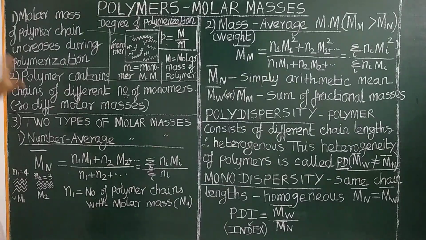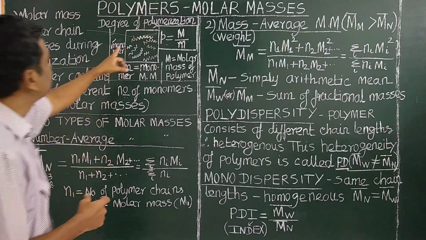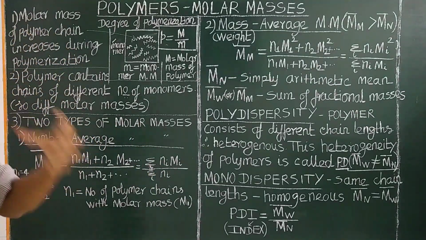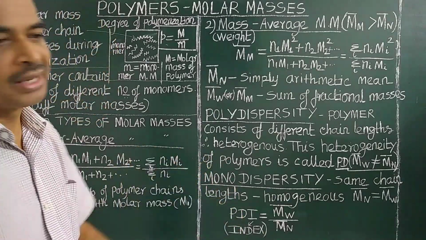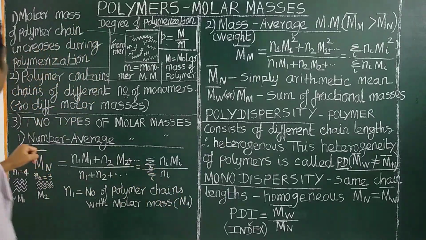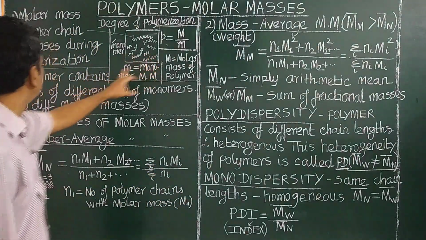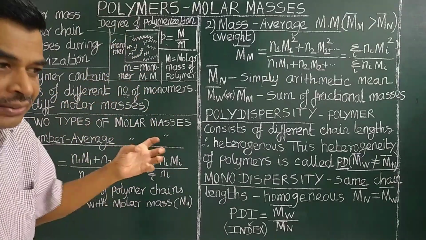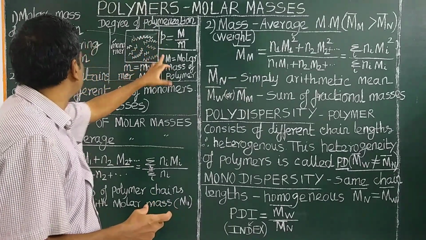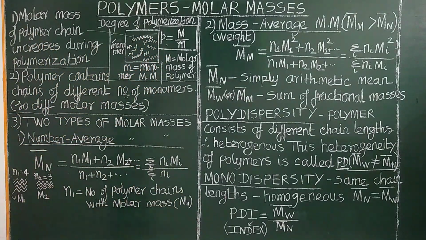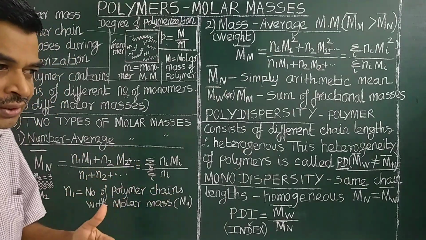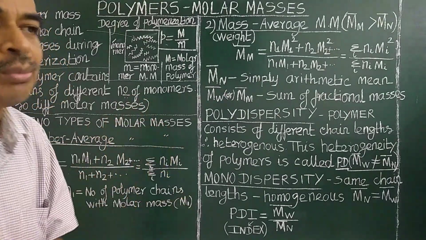Okay, now during polymerization, the chain length increases. Therefore, molar mass of the polymer chain increases in the course of polymerization. When the polymerization is completed, the polymer sample contains chains of different length. As you see, this is long chain, this is short chain. So you have different molar masses. Therefore, it is difficult to calculate. Therefore, there are two types of molar masses.